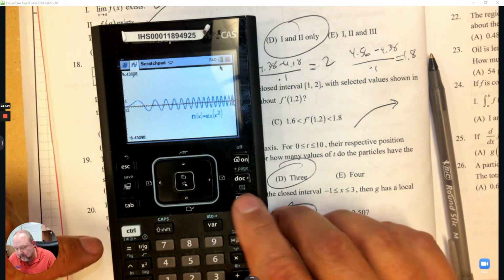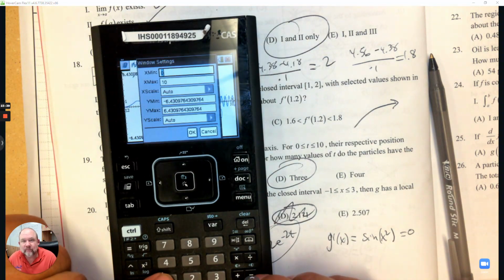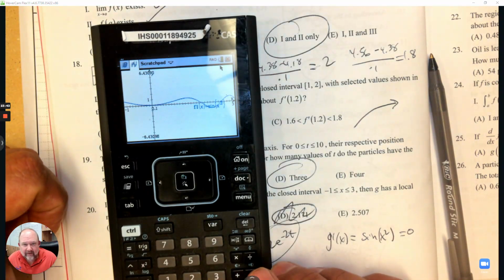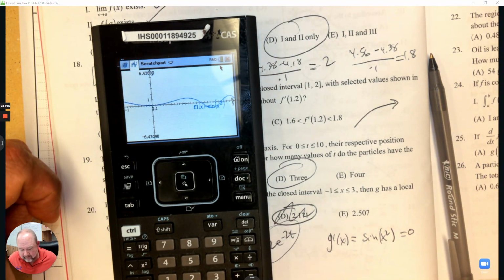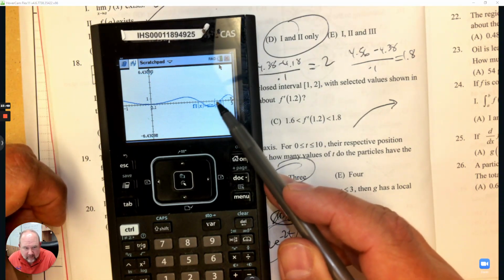And it goes from negative 1 to 3. That one goes from negative 1 to 3. And now look at it and go, okay, where is there a minimum? And when it goes from negative to positive. So right here at 2 point something.